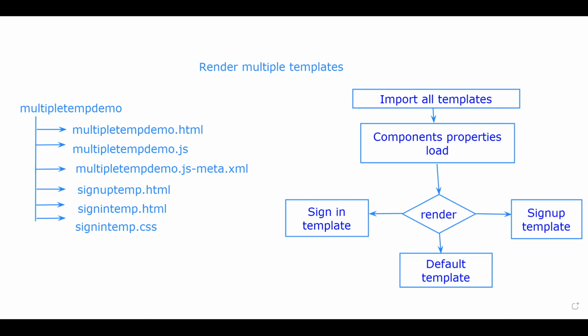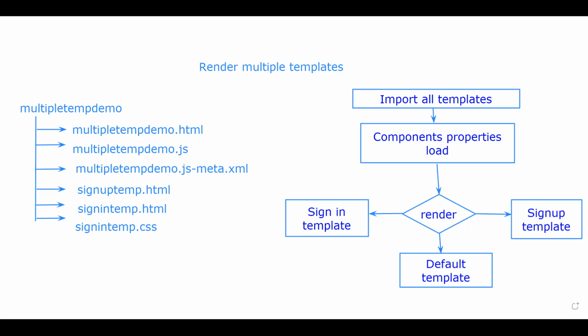So let's say you have a scenario where you don't want to include everything into one HTML or one template file, and you want to break down your component into bits and pieces, right? And then do your rendering based on some condition, right? For example, let's say I'll give you an example.